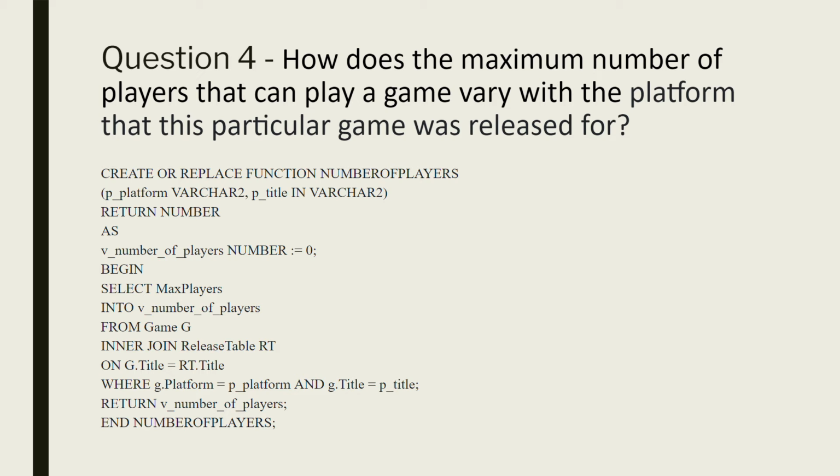So a function would be the most appropriate, as it would result in a numeric value labeled number of players. This numeric value can then be used when comparing different numbers of maximum players in various games. The function selects the value of maximum number of players and passes this value for a specific platform and title.